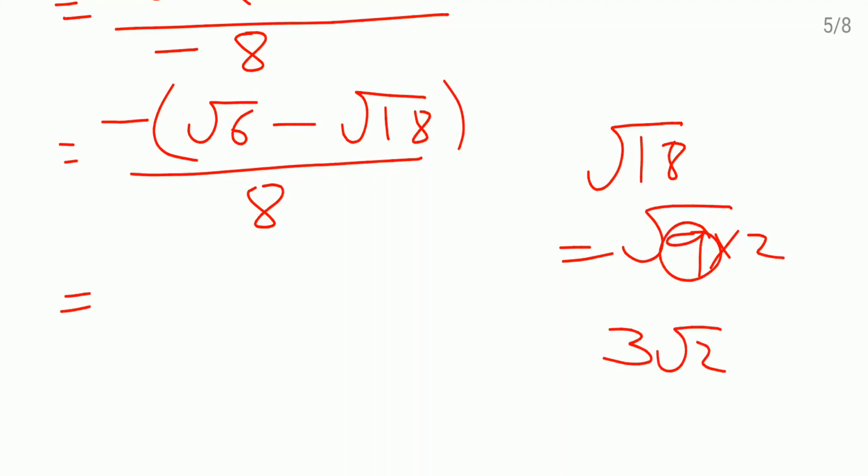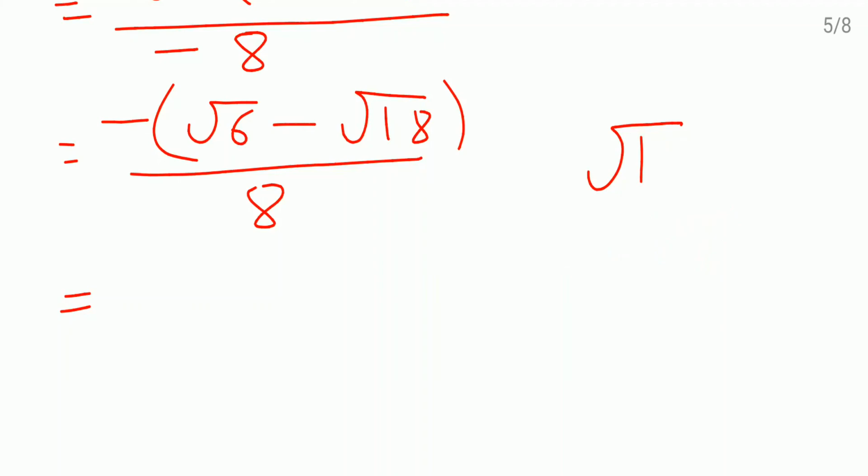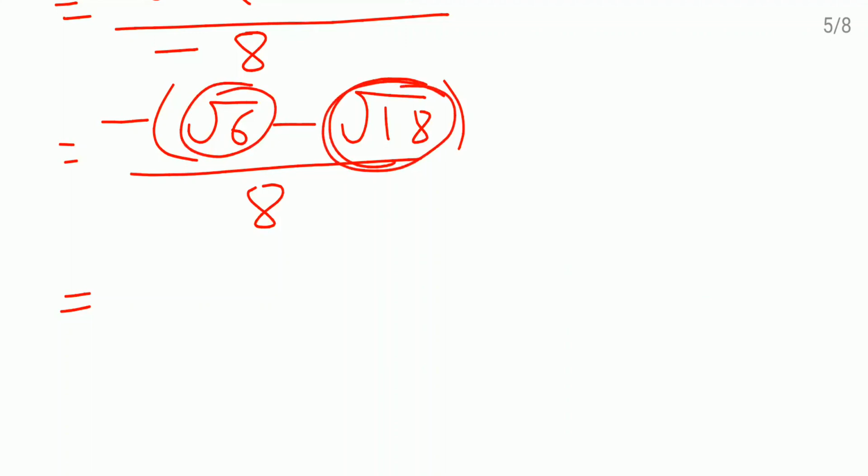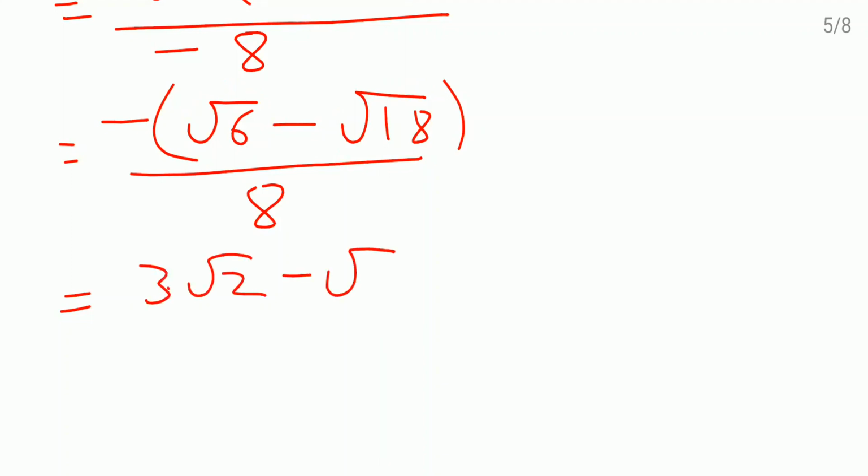So instead of root 18, what I'll write down? 3 root 2. So there I will write, this negative sign will go inside. This one will become positive and this one, negative, and this one will become positive. Okay. So here I'll write down 3 root 2 minus root 6 divided by 8. So this one will be our final answer for the third question.